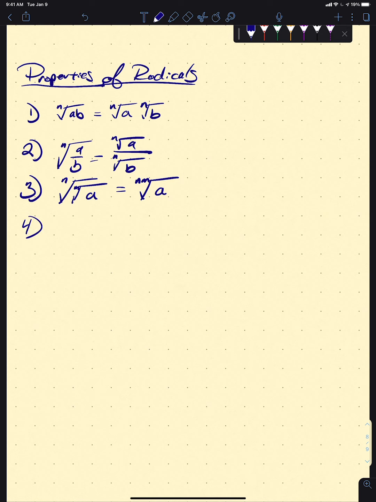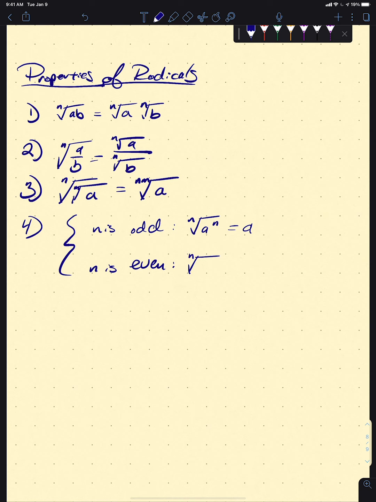Fourth, this one is sort of split into two parts. So first, if n is odd, well, then the nth root of a to the n is a, no matter what a is. However, if n is even, well, the nth root of a to the n is actually the absolute value of a, right?